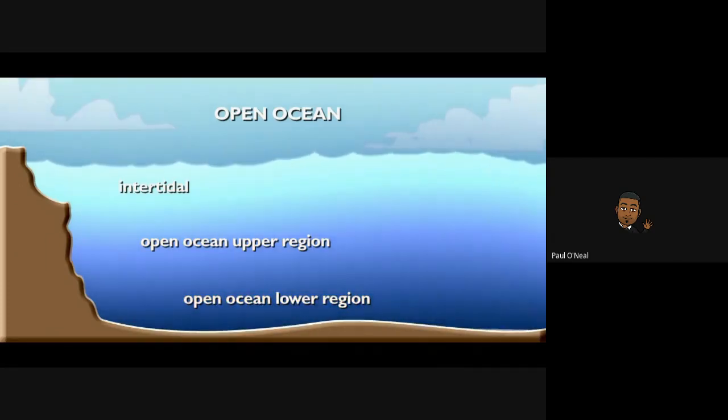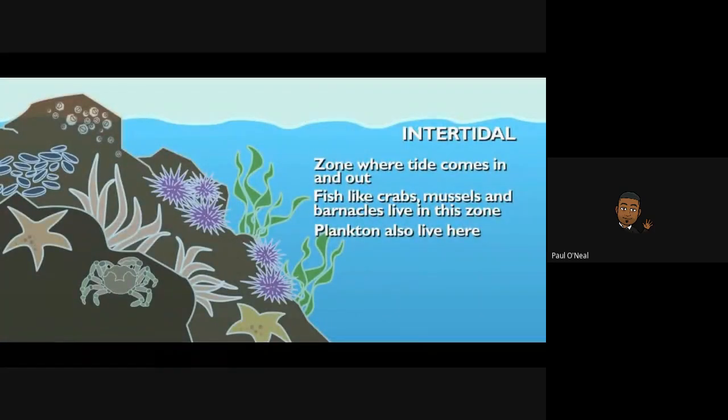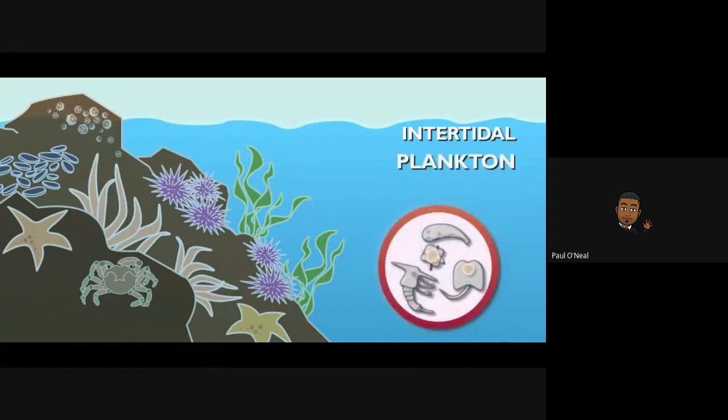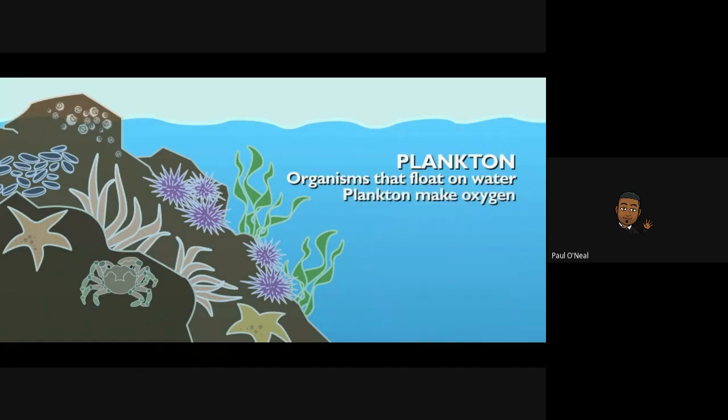Different organisms live in these different zones. The shallow end is the intertidal. This is where the tide comes in and out and is the top part of the water. Crabs, mussels, and barnacles live in this zone. So do plankton. Plankton? Plankton are organisms that float on water. They are very small, but very important. They make oxygen. What about the other zones?